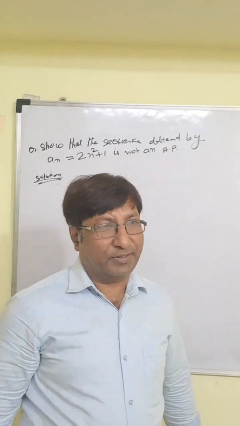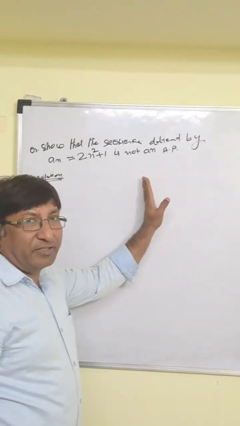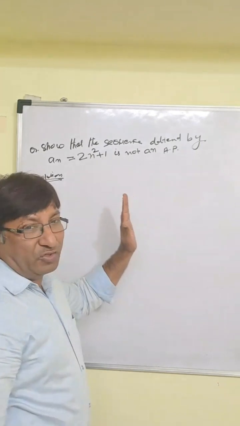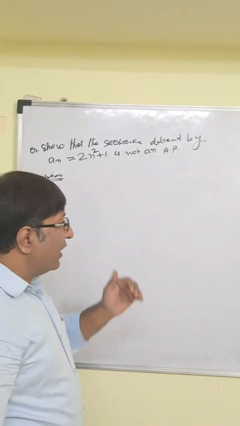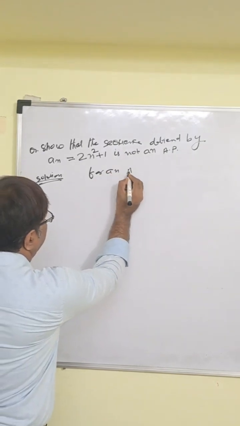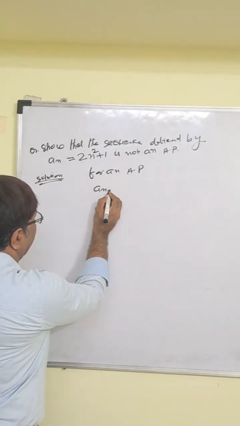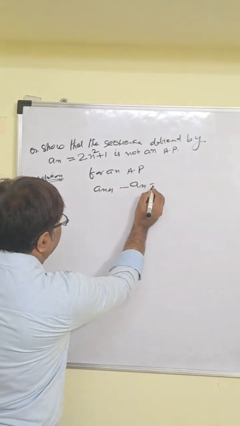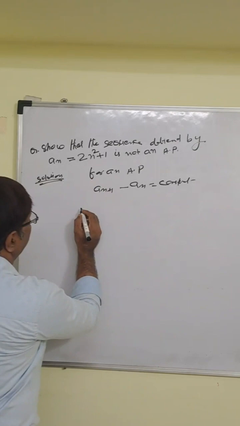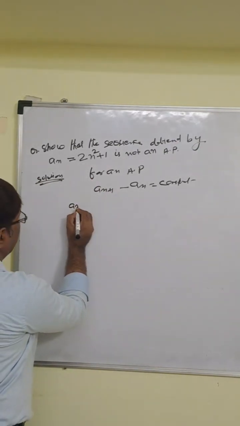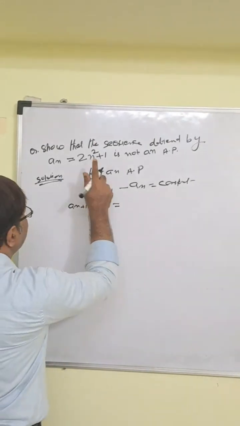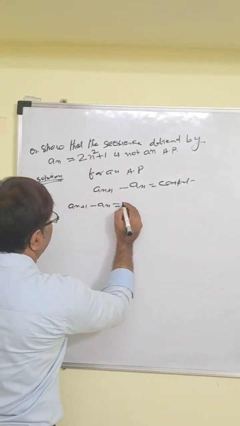Let us see the question. Here the question is: show that the sequence defined by a_n equal to 2n square plus 1 is not an AP. So every time remember, for an AP, always a_(n+1) minus a_n equal to what? That is constant, right? So we will find a_(n+1) minus a_n. Here a_n is given, so just put n equal to n plus 1.